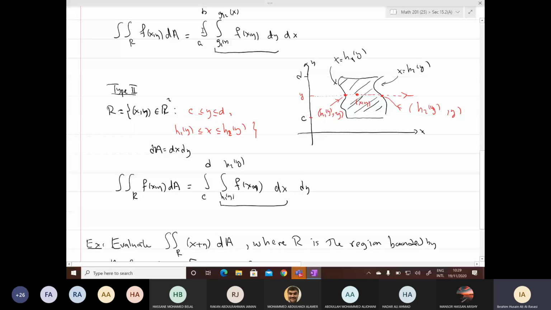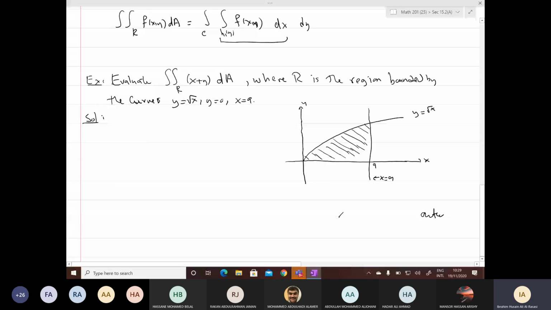I will start with this. Now the outer. In this first solution I will choose x to be the outer. I need the outer to be the x interval. So for this region, what is the x interval? From 0 to 9. The x interval of this region is from 0 to 9. So this is the outer.